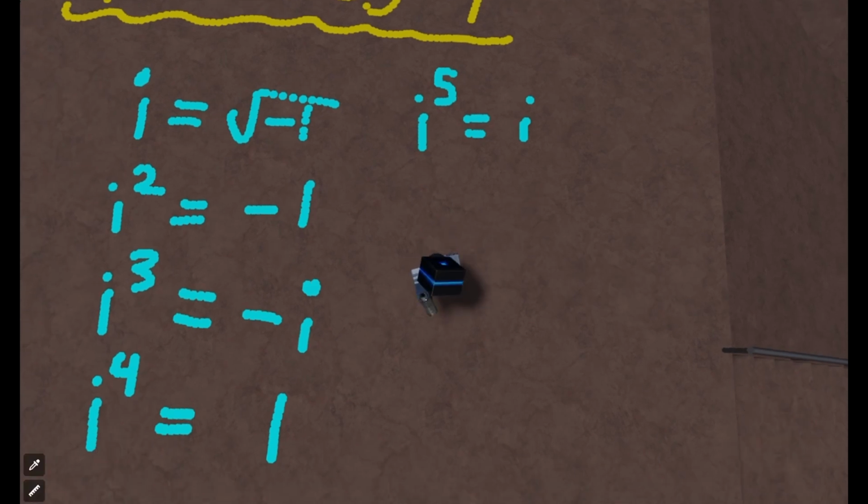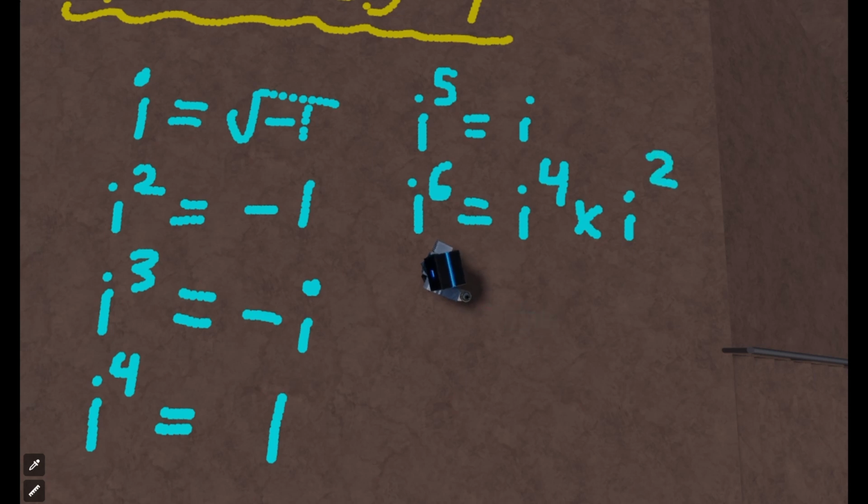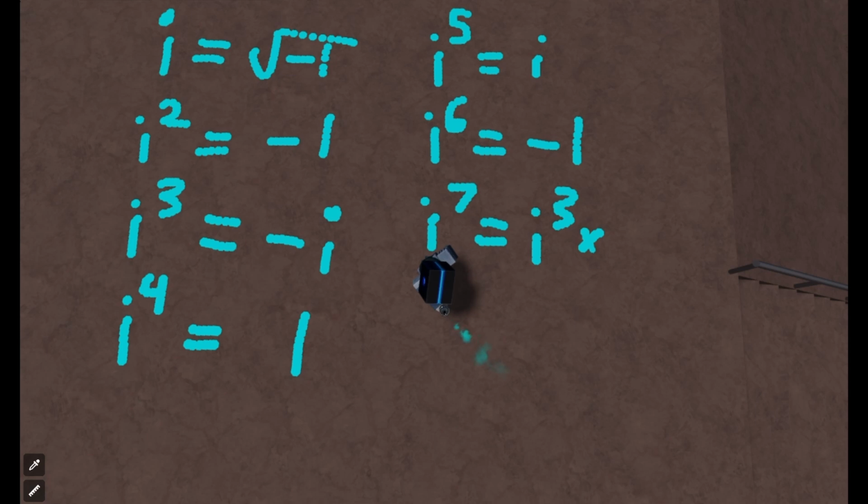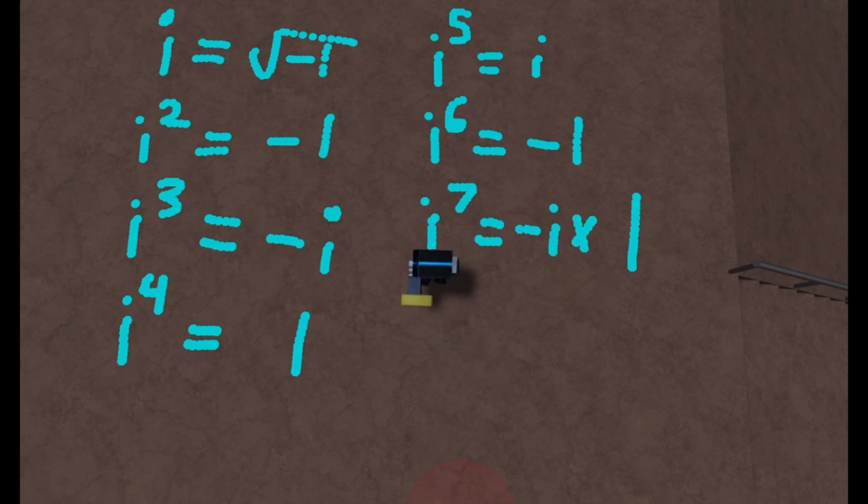Let's keep going. i to the sixth power is just i to the fourth times i to the second, because 4 plus 2 equals 6. i to the fourth is 1, so we're just left with i squared. And i squared is just -1. Let's keep going. i to the seventh equals i to the third times i to the fourth. Well, we know i to the fourth is 1, and i to the third is just -i. -i times 1 is just -i.